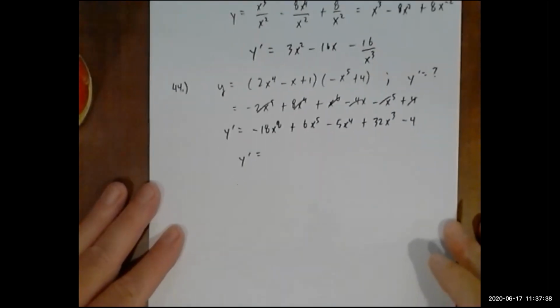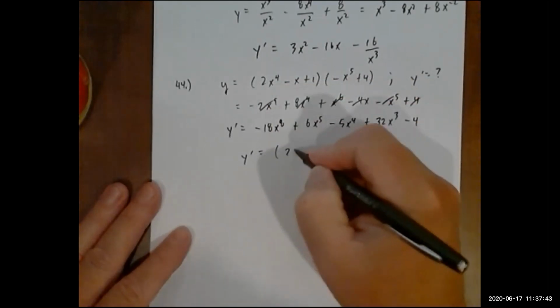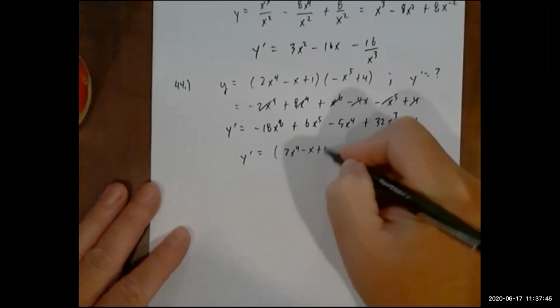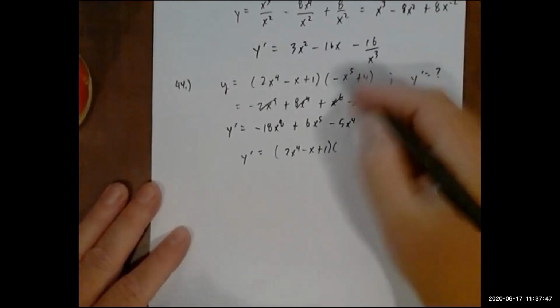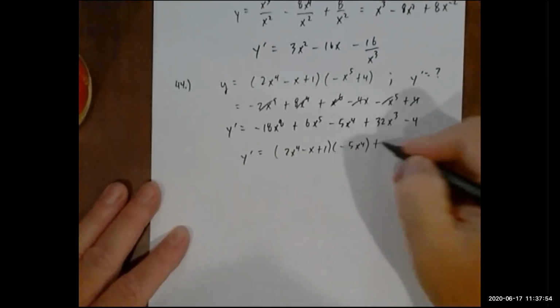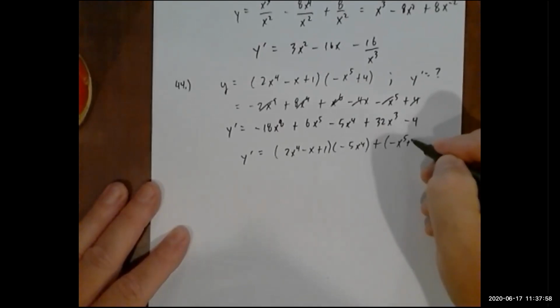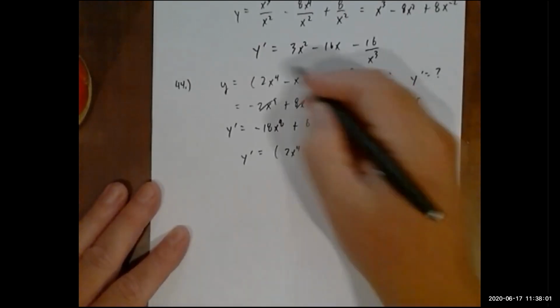Just for fun, if I did the product rule, I won't finish this, but I'll just start it out. When I do the product rule, I always write the first times the derivative of the second. Derivative of the second parenthesis would be minus 5x to the fourth plus the second times the derivative of the first. The derivative of this first parenthesis would be 8x to the third minus 1.